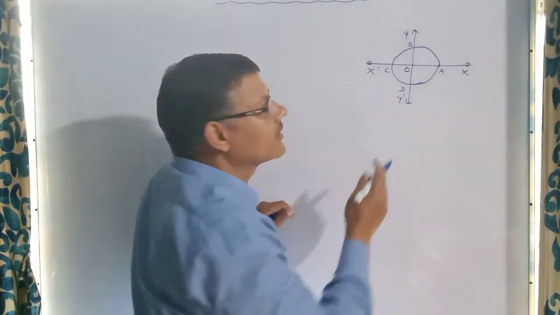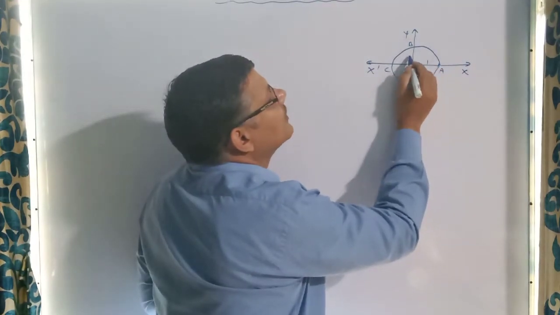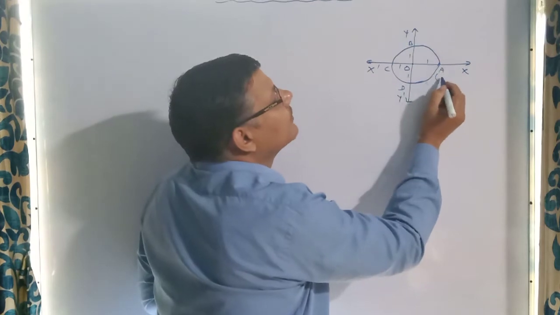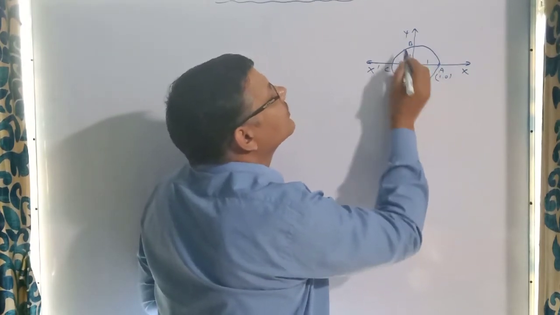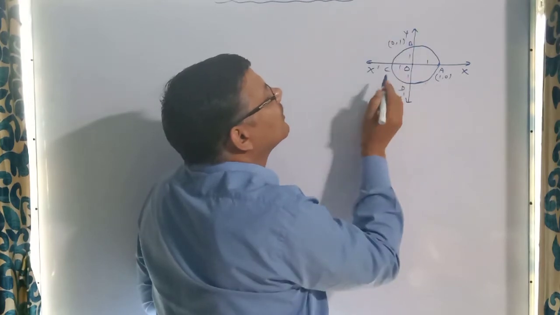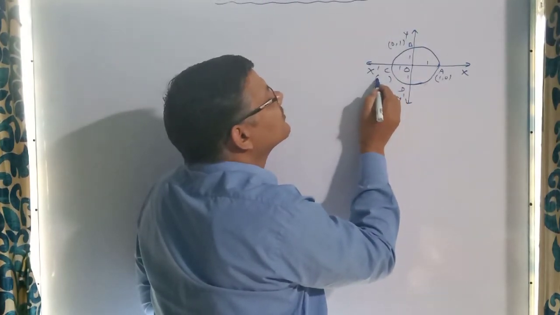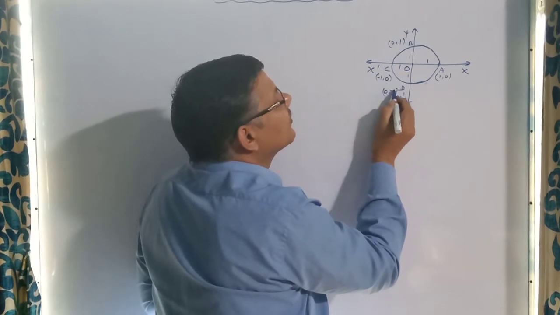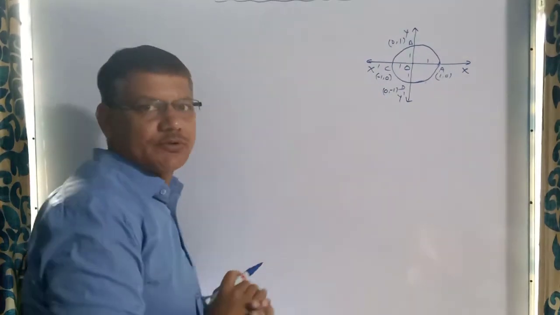Since it is a unit circle, this distance is 1, this is also 1, this is also 1, and this is also 1. The coordinates of A are (1, 0), B is (0, 1), C is (minus 1, 0), and D is (0, minus 1). So this is our circle.